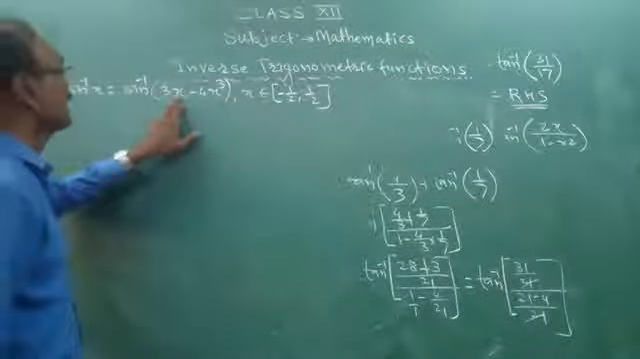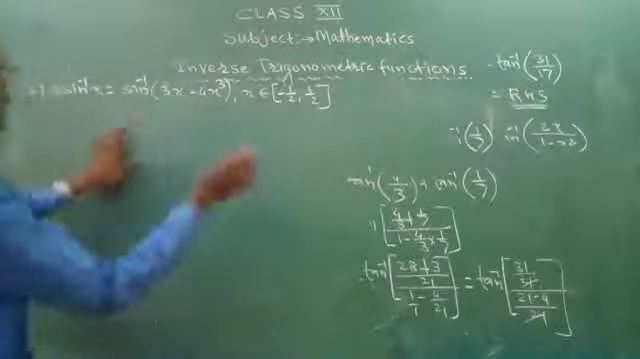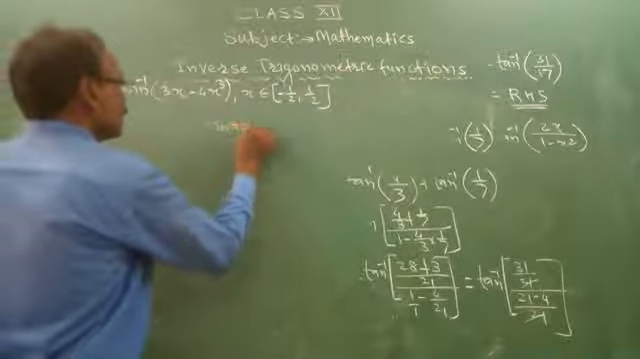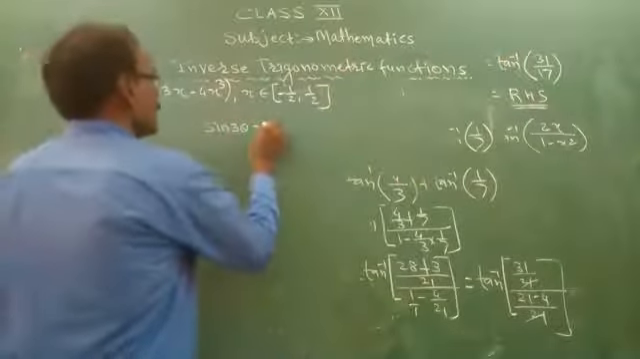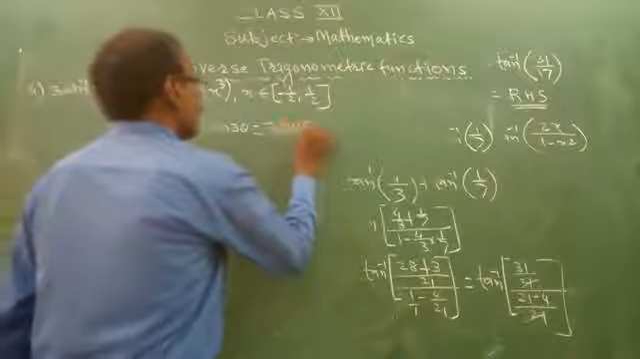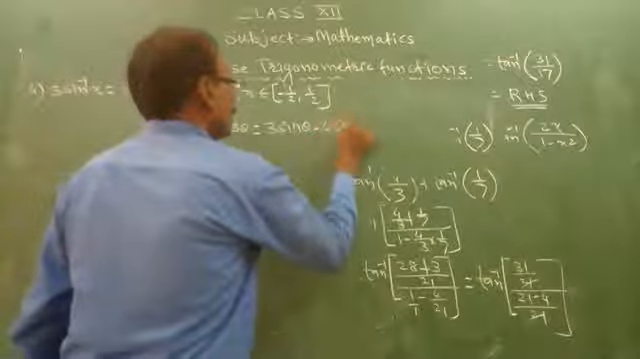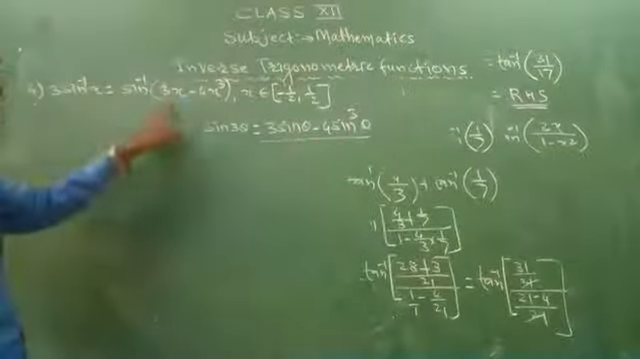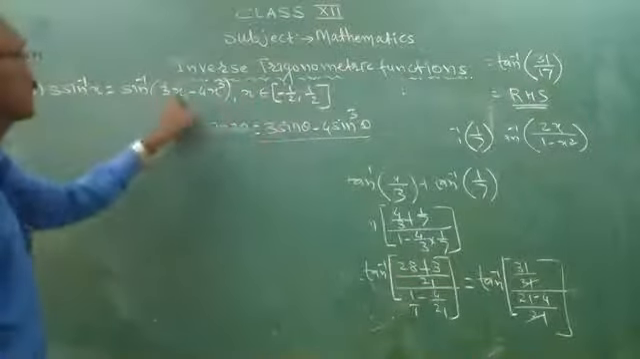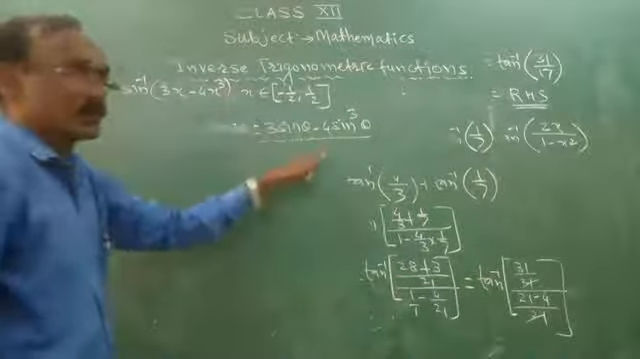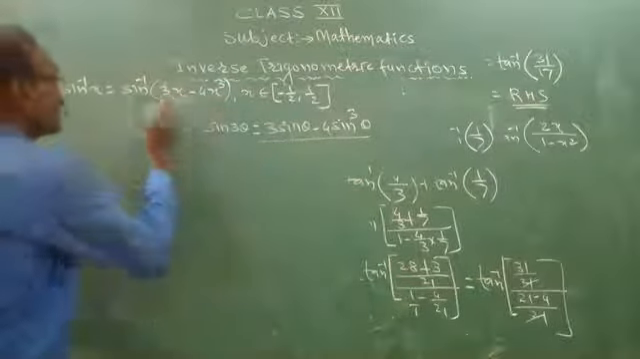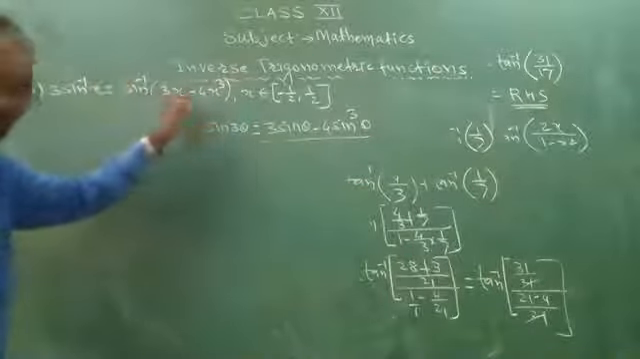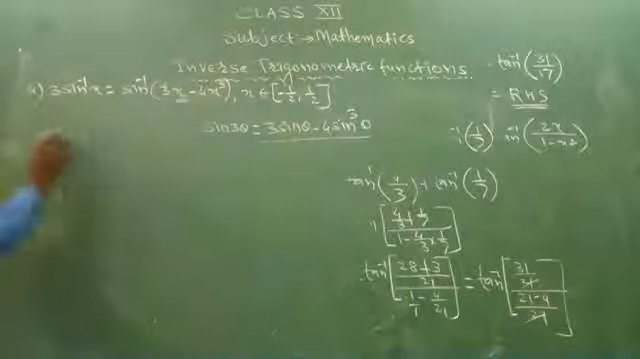If I write x as sin theta, you know the formula of sin 3 theta. Sin 3 theta is 3 sin theta minus 4 sin cube theta. So you compare this formula with this: 3 into sin theta minus 4 sin cube theta. It means I can substitute x as sin theta, and it will be sin inverse of sin 3 theta. Okay. So start from the right hand side.